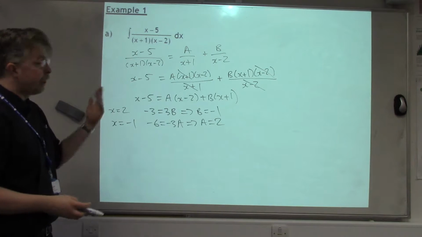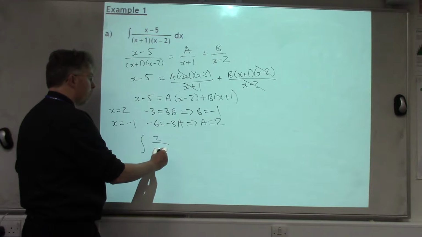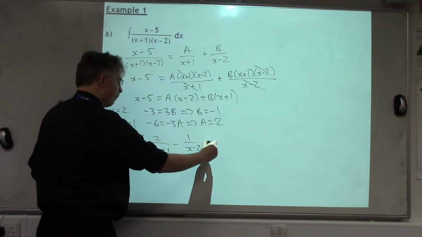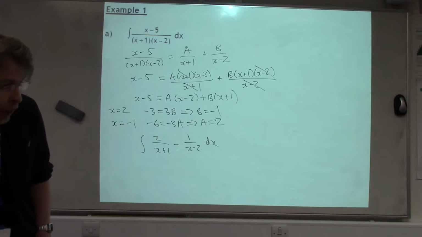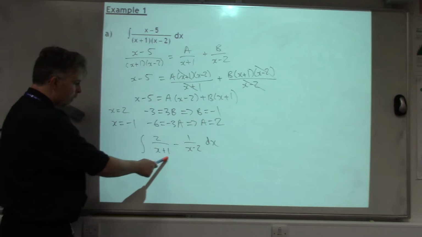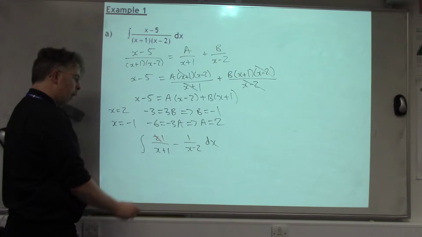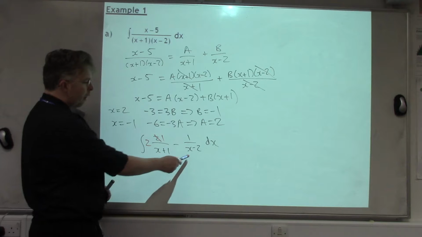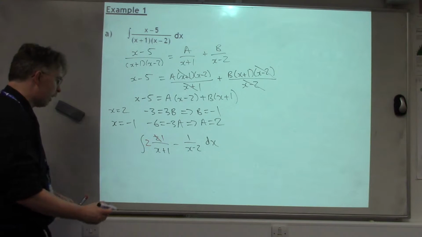So instead of integrating the original fraction, we integrate two different fractions. So 2 over x plus 1 minus 1 over x minus 2. And when integrating fractions like this, we want the numerator to be the differential of the denominator. So differentiate x plus 1, we get 1, but we've got 2, so place the 2 with the 1 and just move the 2 to the front. x minus 2 differentiates to 1, which we've got at the top, so it matches perfectly.